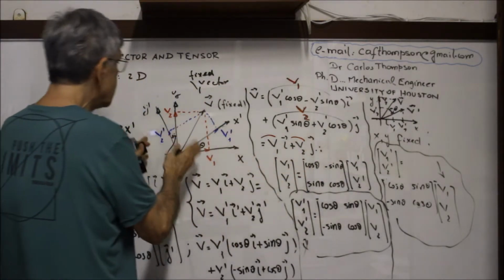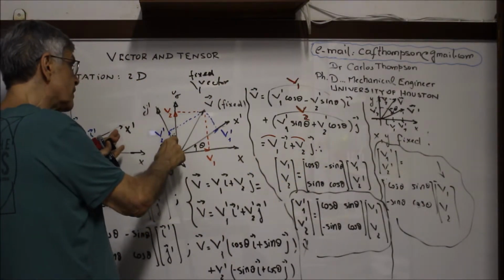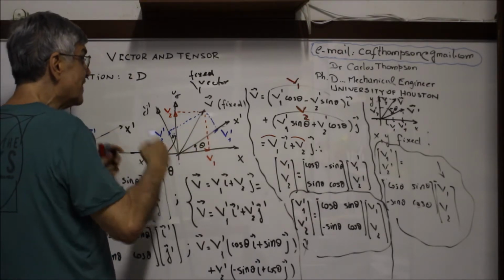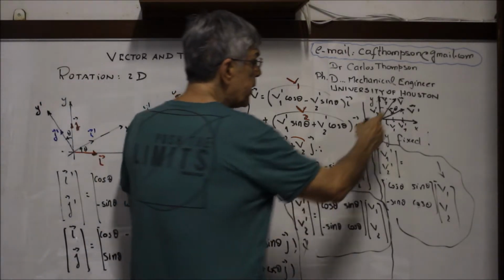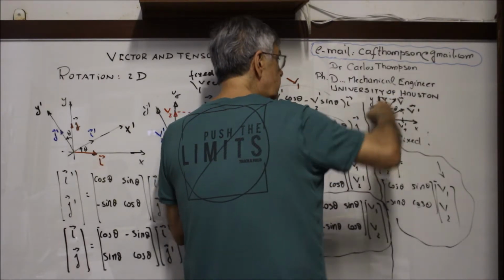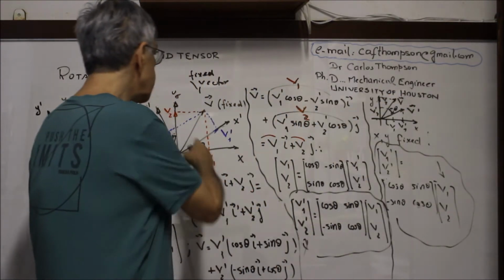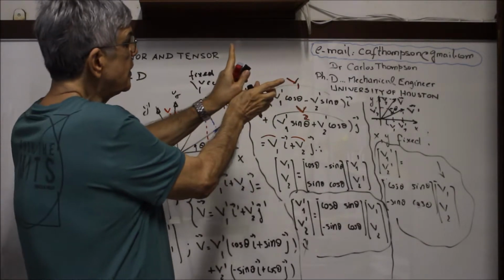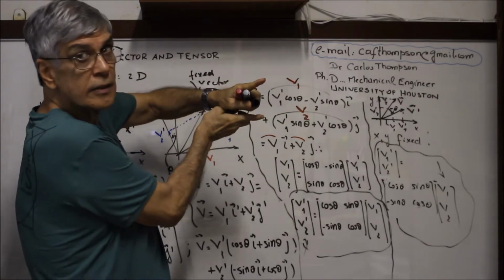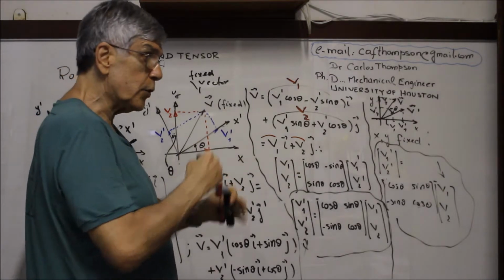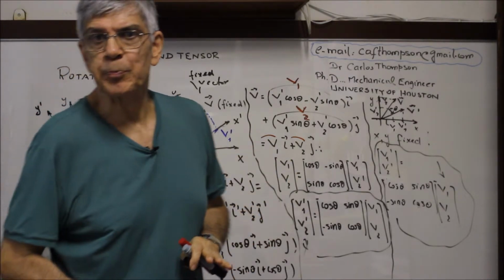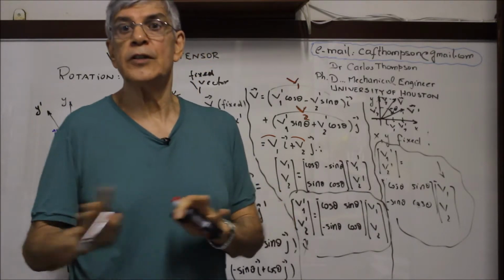If I use a rotating axis for a fixed vector, it is the same as if I bring the vector and rotate it clockwise in the opposite direction. Because when you move the axis like that, it's the same as the vector moving like this. It's a relative motion. That's my final observation.